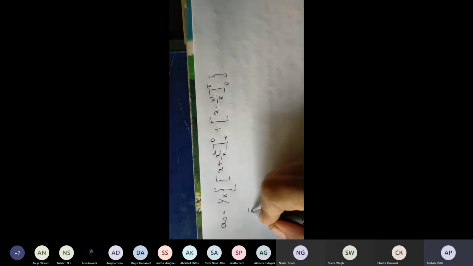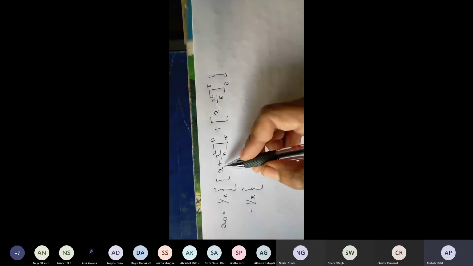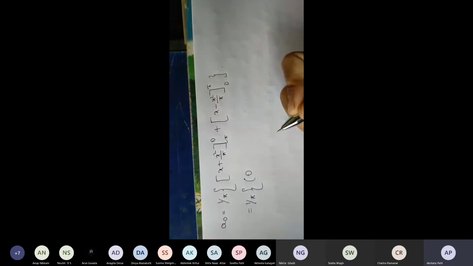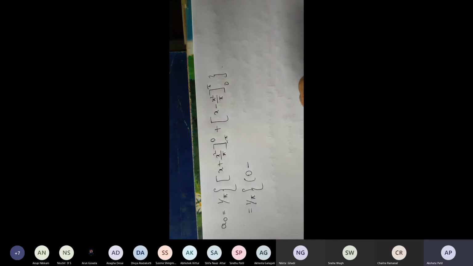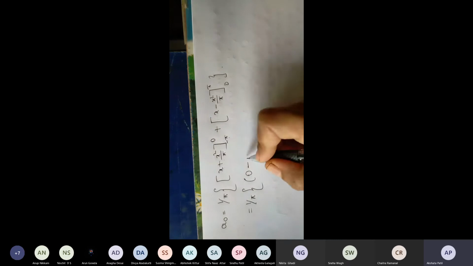So here we will get 1 by pi, keep as it is. Apply the upper limit 0. Then what should you get here? 0 plus 0 by pi. Is it 0 only? Yes, ma'am. Okay, 0. Now apply the lower limit, put a minus sign here. My lower limit is minus pi. Apply the lower limit here.